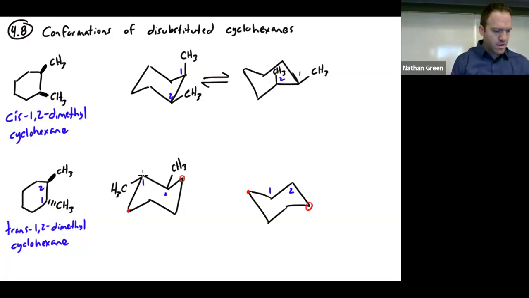Carbon 1 was equatorial down. Carbon 1 is now going to be axial down. Carbon 2 was equatorial up. Carbon 2 is now axial up.